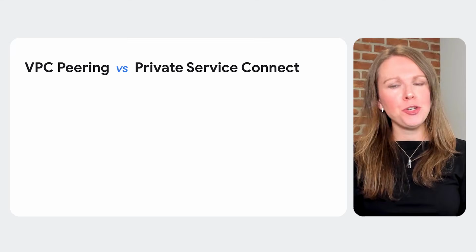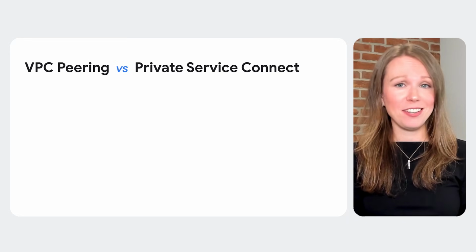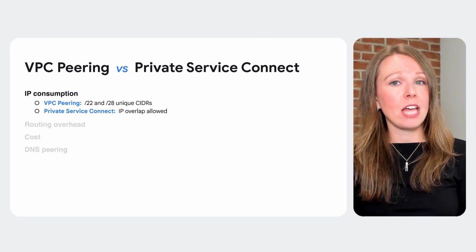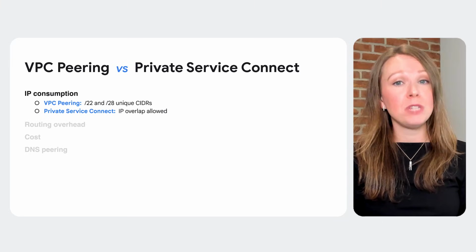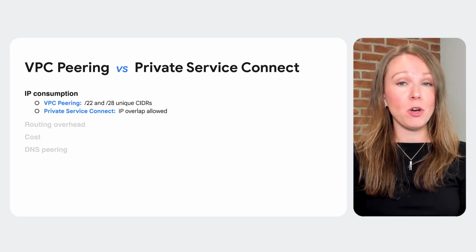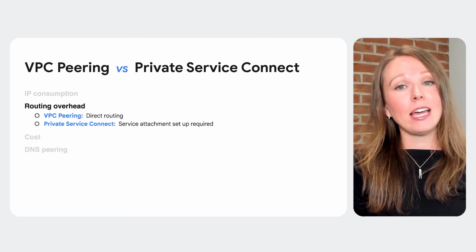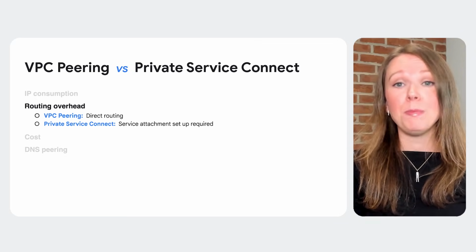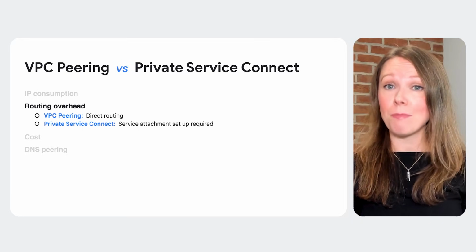What are the implications of choosing PSC versus VPC peering, or even both, for Apigee? The first thing to consider is IP consumption. For peering-based connectivity, Apigee requires a /22 and /28 CIDRs per instance. These ranges must be unique across your entire connected network. Using PSC completely eliminates IP overlap complexity. The second factor is routing operational overhead. Setting up a PSC producer service per API target can introduce a lot of toil. Because VPC Peering uses direct routing, it eliminates that toil, but at the expense of high IP consumption.